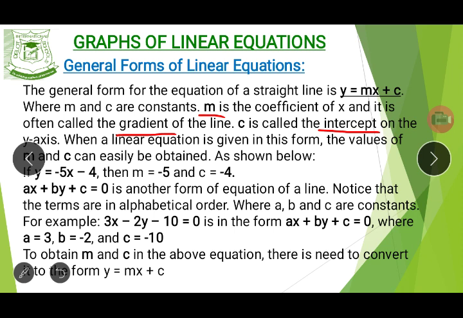So moving on, when a linear equation is given in this form, what you need to know is that the values of m and c can easily be obtained, all right, as you see below. For example, if y equals minus 5x minus 4, then m, being the number beside x, would be what? Minus 5, as you can see in this case, right? Minus 5. And then c would be the number that stands alone, that's minus 4.